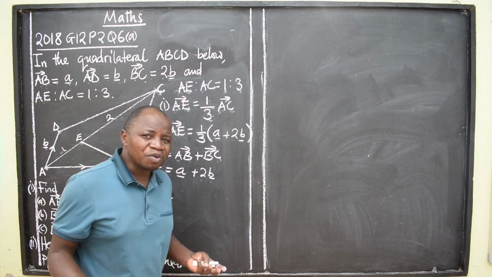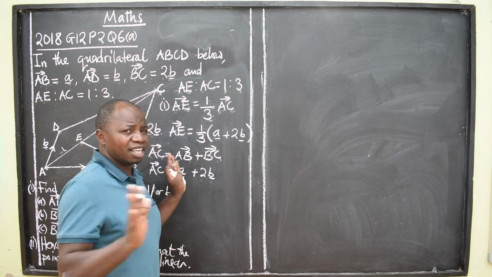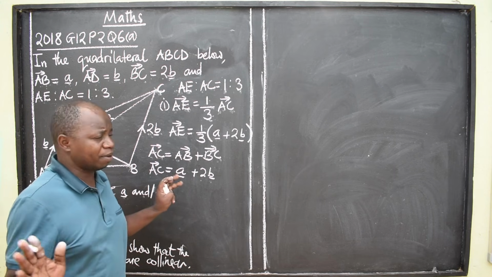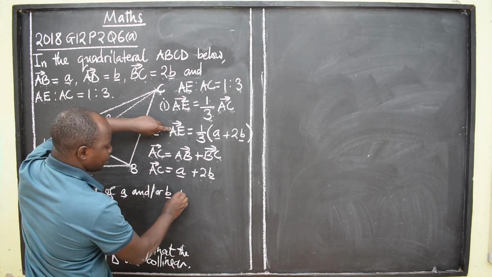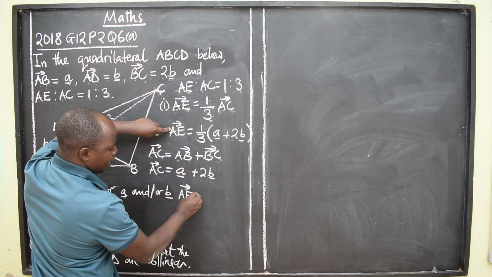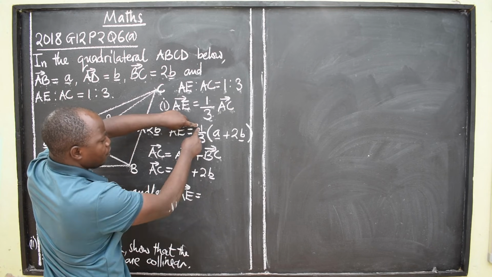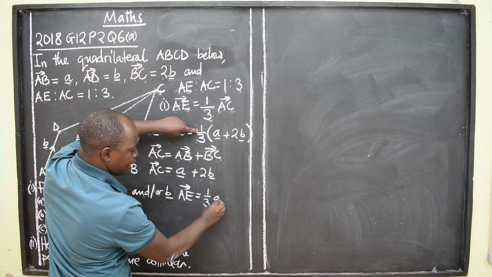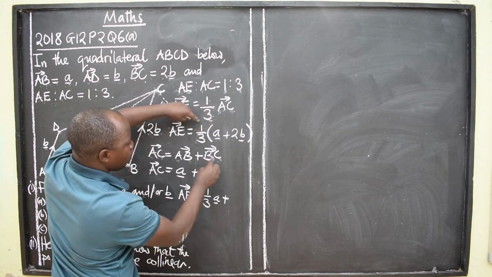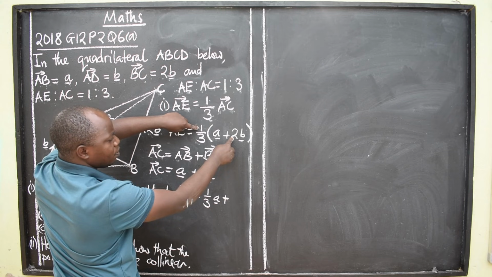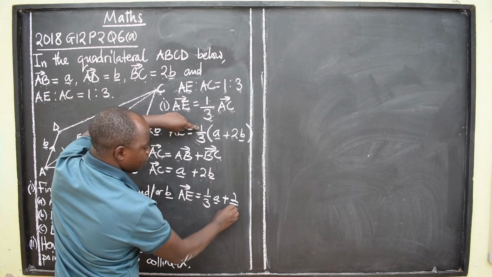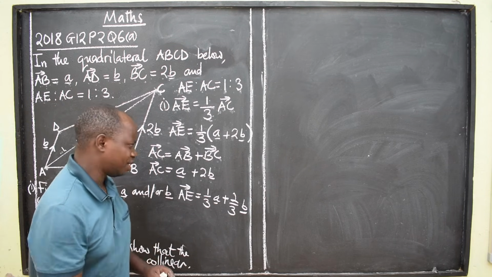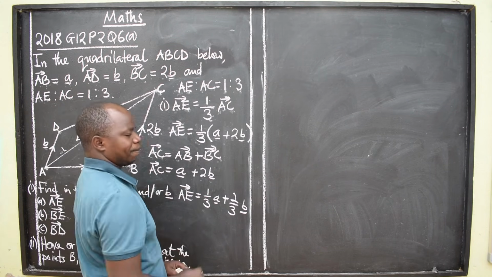Of course, some would want to expand this. There's no problem. If you leave it here, full marks again. No problem. But if you want to expand, you can still say AE, okay? AE is equal to 1 over 3 times A, it will be 1 over 3A, plus 1 over 3 times 2B, it will be 2 over 3B. So that will still be the same answer, whether you get it this way or this way.